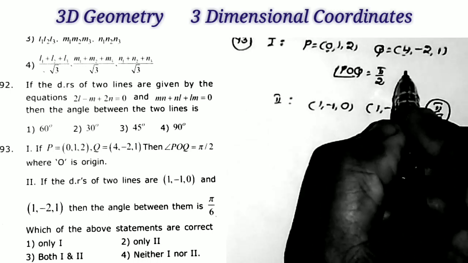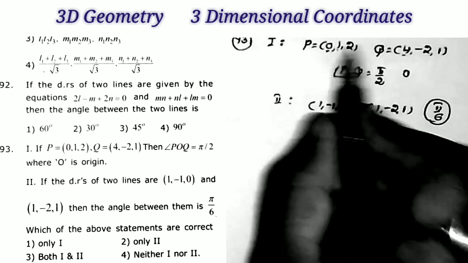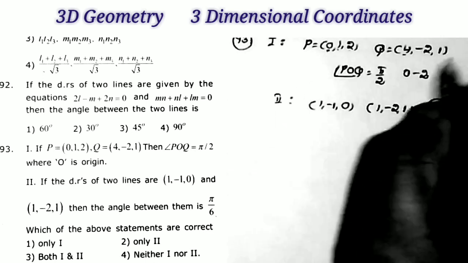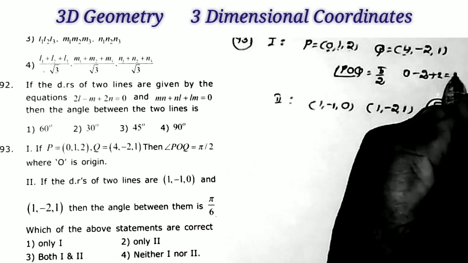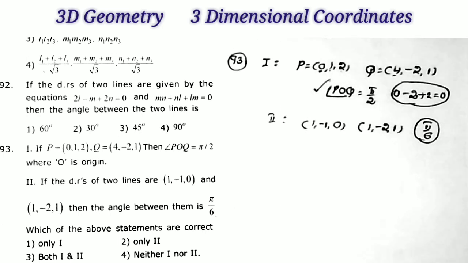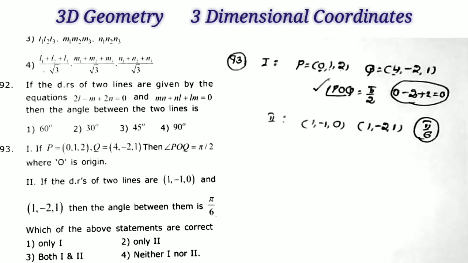A1 A2: 0 into 4 is equal to 0. B1 B2: minus 2 into 1 is equal to minus 2. C1 C2: plus 2 into 1 is equal to 2. That is equal to 0. Yes, this is equal to 0, which means the angle is equal to 90 degrees. Yes, this is the correct statement. Statement 1 is true. Now checking the second condition.